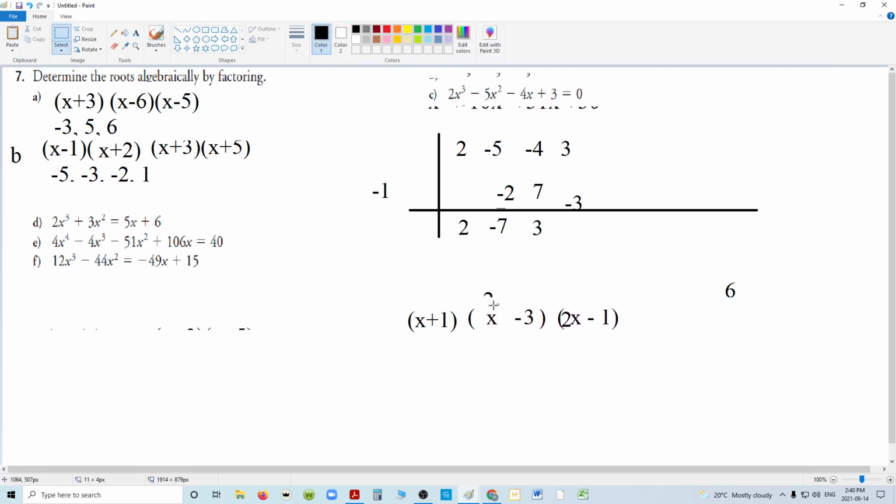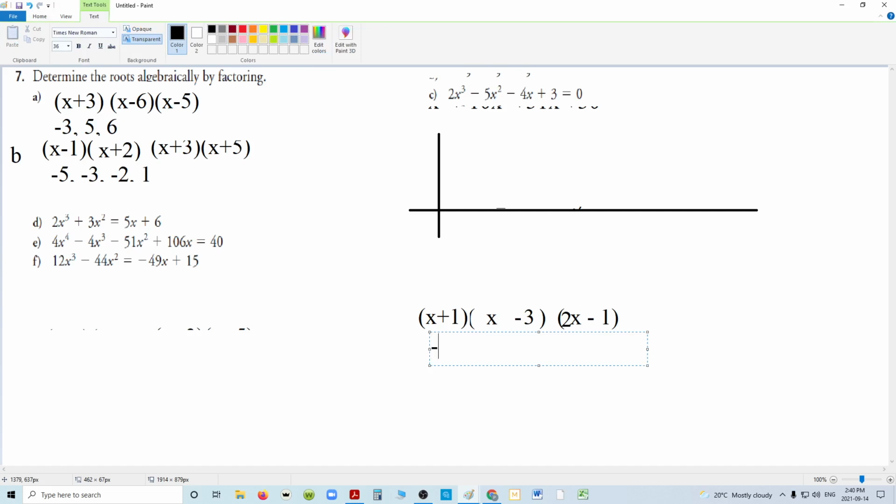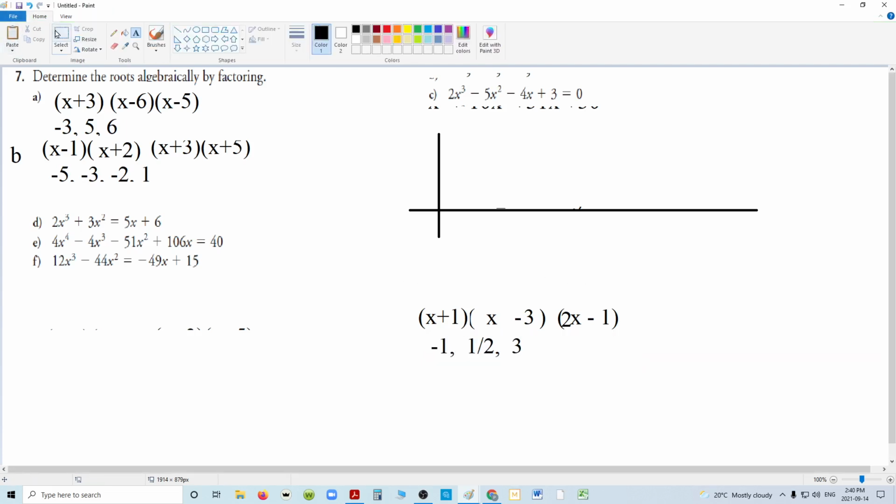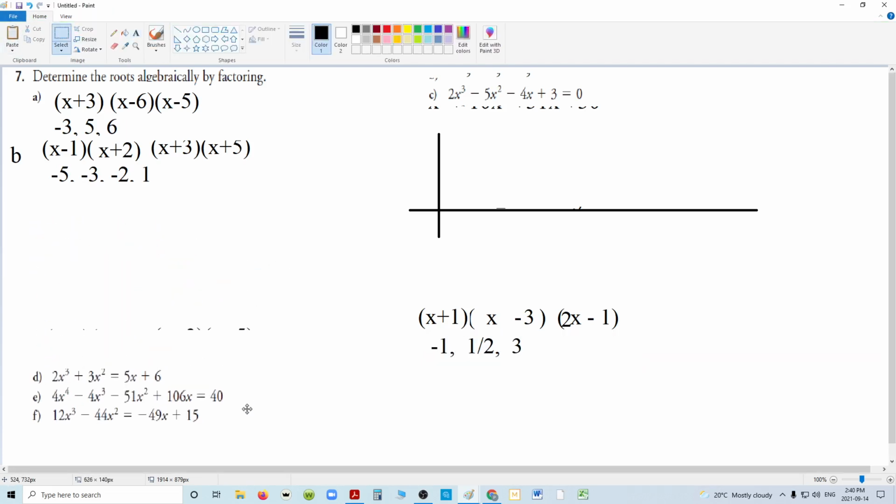Okay. Get rid of this stuff. Which means the roots are, in order, -1, 1/2, and 3. So we'll just bring this down, and we'll say C. Doesn't matter, we'll just say C is this.